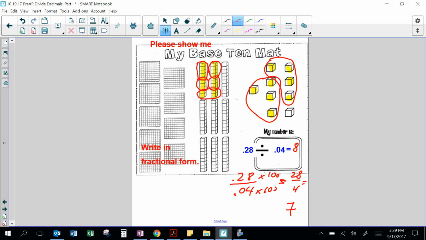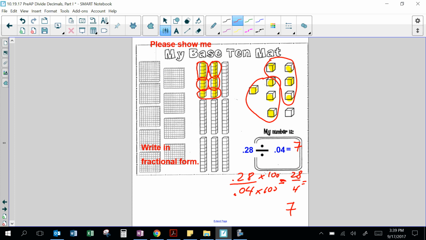Oh, how embarrassing. You know what? Luckily, I checked my work. There are one group of 4 hundredths, two groups, three groups, four groups, five groups, six groups, seven groups of 4 hundredths that go into 28 hundredths.